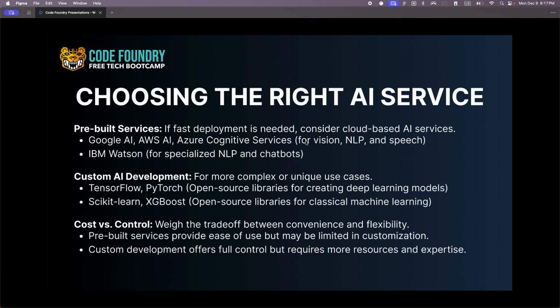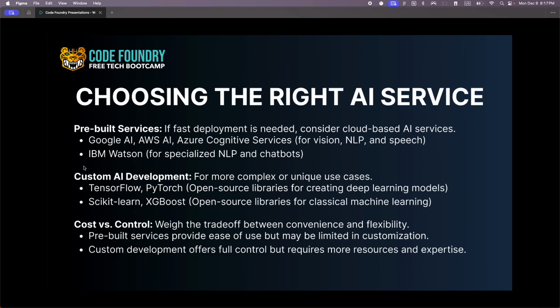Next, you want to choose the right AI service. The most common is to go with a pre-built service, which would be like using Google AI, AWS's AI, or ChatGPT, Azure's cognitive services, etc.